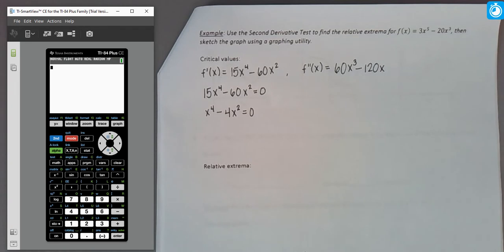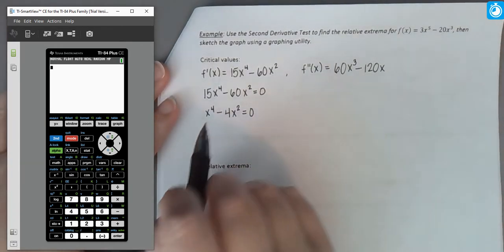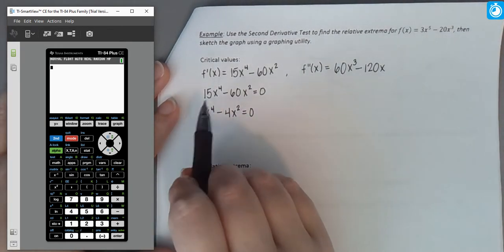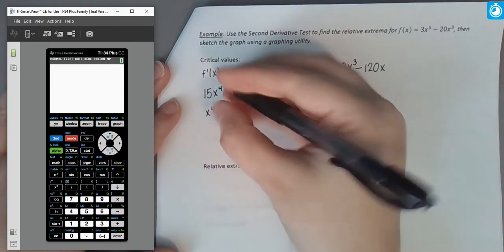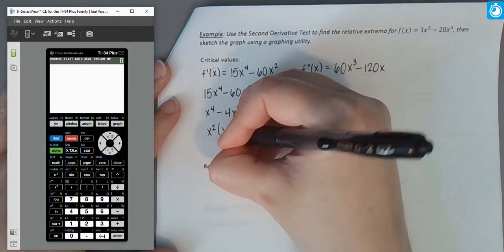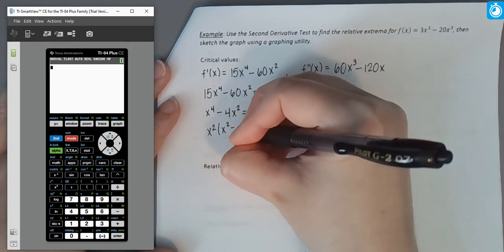Now we need to factor this. Start with the greatest common factor. We're looking for things that our two terms have in common. The only thing they have in common is in terms of x. We have 4 x's and then 2 x's, so they have a total of 2 x's, or x squared, in common. And that leaves us with x squared minus 4.